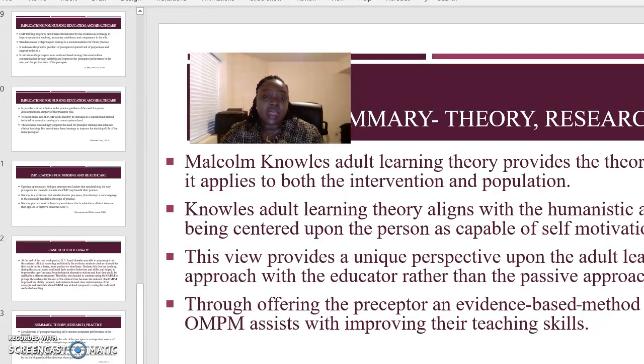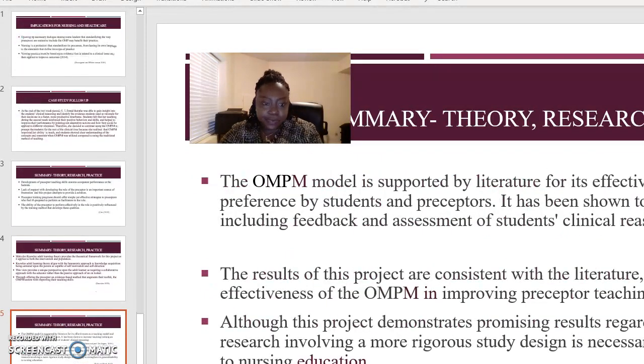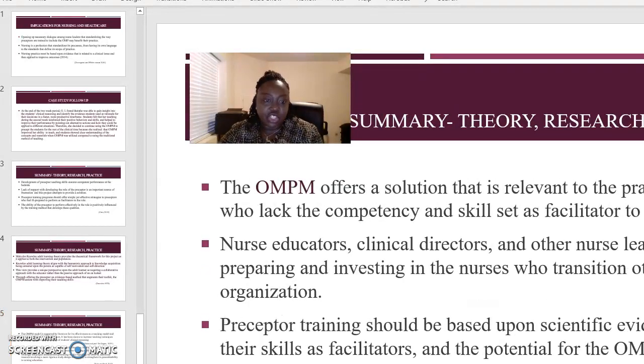Malcolm Knowles' Adult Learning Theory provides the theoretical framework for this project, and it applies to both the intervention and also to the population. Knowles' Adult Learning Theory aligns with a humanistic approach to knowledge acquisition, being centered upon the person as capable of self-motivation and self-direction. The 1 minute preceptor method is supported by the literature. It's evidence-based and it's able to result in effective teaching.